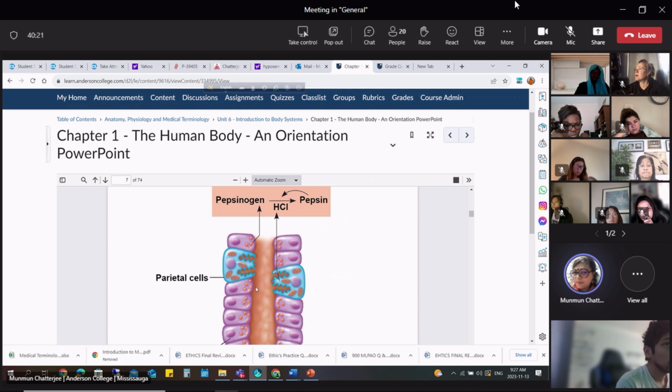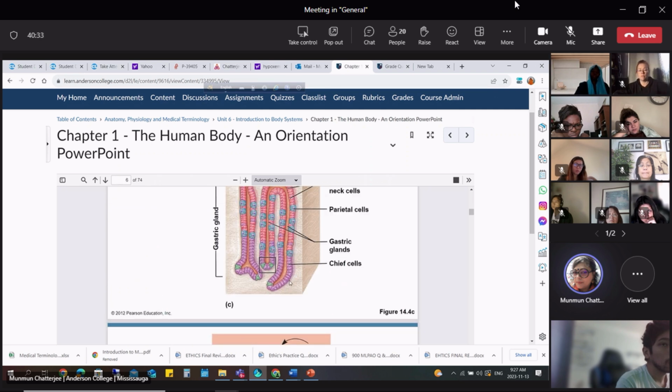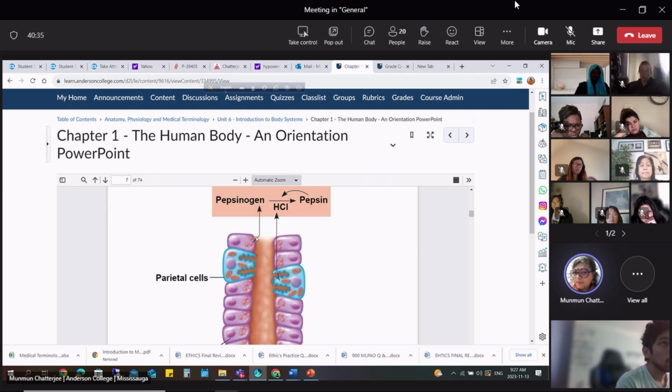So now if you go to the parietal cells, only see the parietal cells. What the parietal cells do is going to tell you: these are the parietal cells, and these are the chief cells. These are the main cells, chief cells. What do they do? We have some granules which secrete some kind of chemical called pepsinogen. And this cell, the parietal cell, secretes the hydrochloric acid. How it functions, they are showing you.